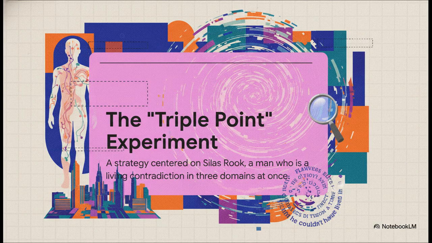Which brings us to the story of a man named Silas Rook and something called the triple point experiment. This guy, his very existence is a bug in the system. Medically, his body holds memories of traumas that never actually happened to him. Historically, he remembers a city that never existed, and linguistically, he speaks a flawless dialect from a time he couldn't possibly have lived in. He is a walking three-point contradiction.